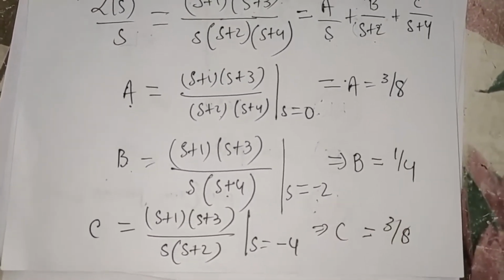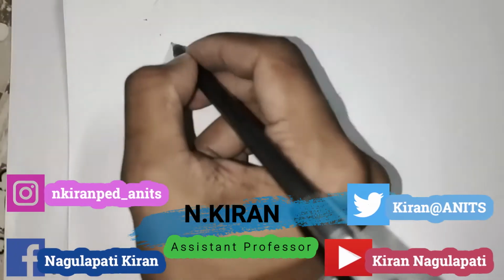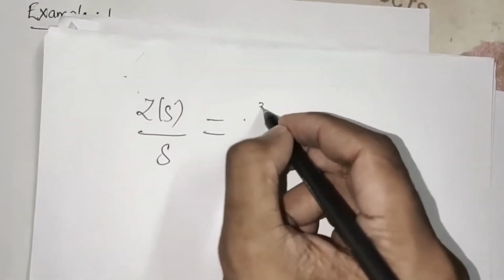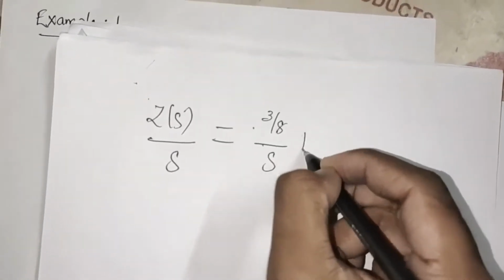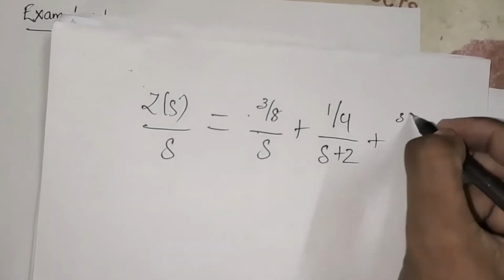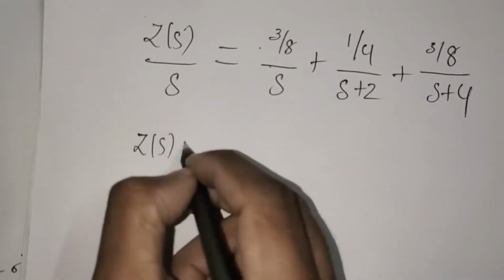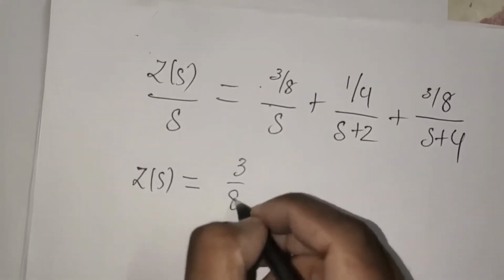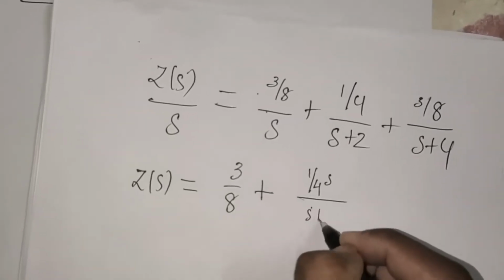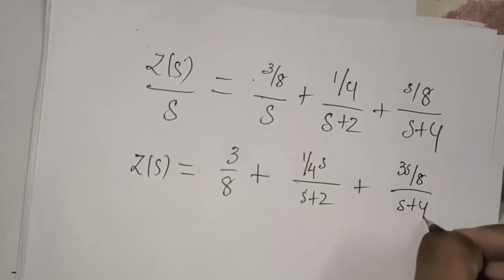So now we can write the given function z of S by S as, so A value I got 3 by 8 by S. B value I have got 1 by 4, so 1 by 4 by S plus 2, and C value I have got 3 by 8 by S plus 4. So from this I can write Z of S is equal to 3 by 8 plus S by 4 by S plus 2 plus 3S by 8 divided by S plus 4.